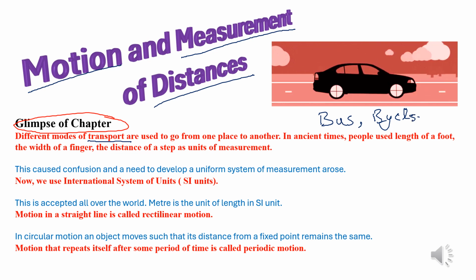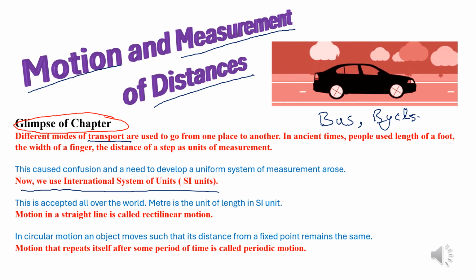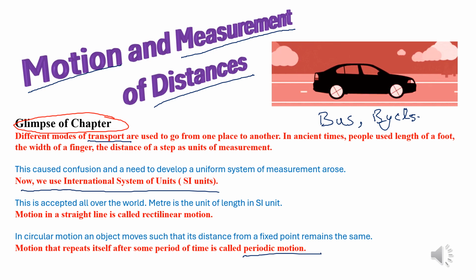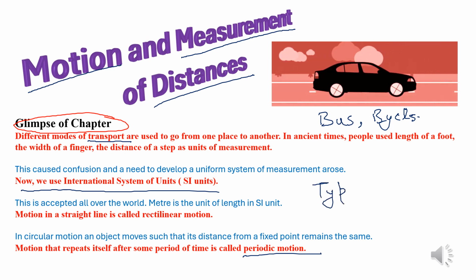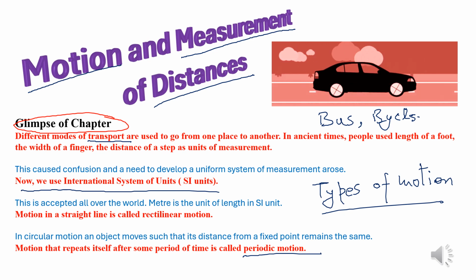In ancient times, people used the length of a foot and the width of a finger to measure distances. Those were not accurate methods. So what are the new methods? That also we are supposed to understand in this chapter. Straight line motion and how you can define it is also part of this chapter. And motion that repeats itself is called periodic motion. All in all, we are going to study types of motion and how to measure motion. All this comes in the preview of this chapter. So this is, from the physics point of view, the first chapter.